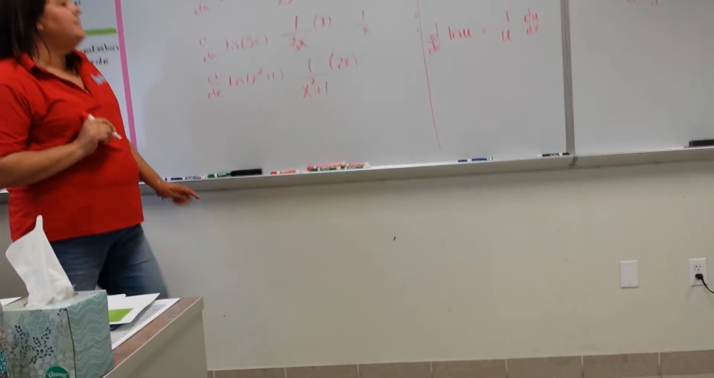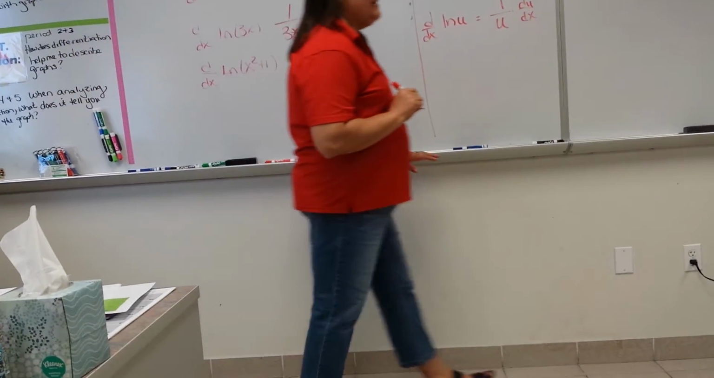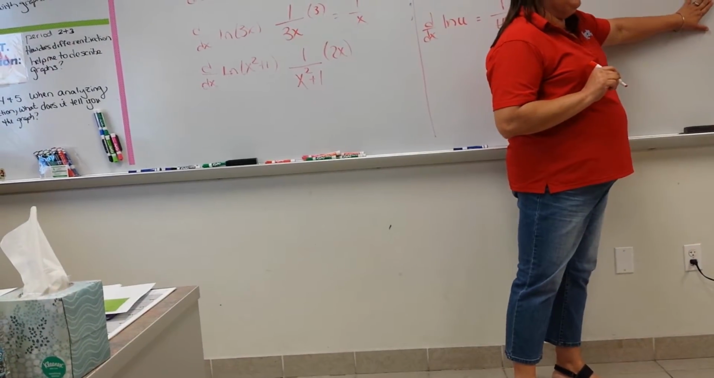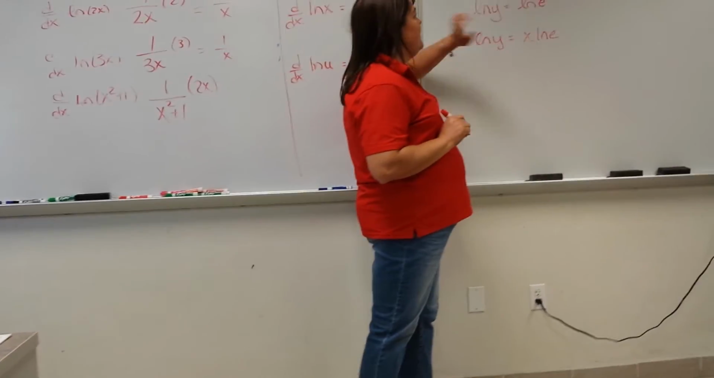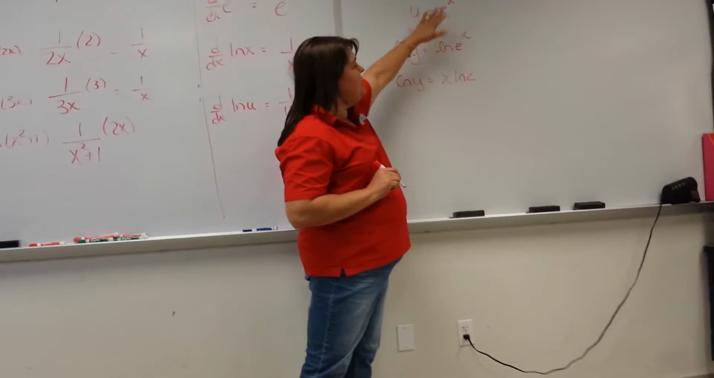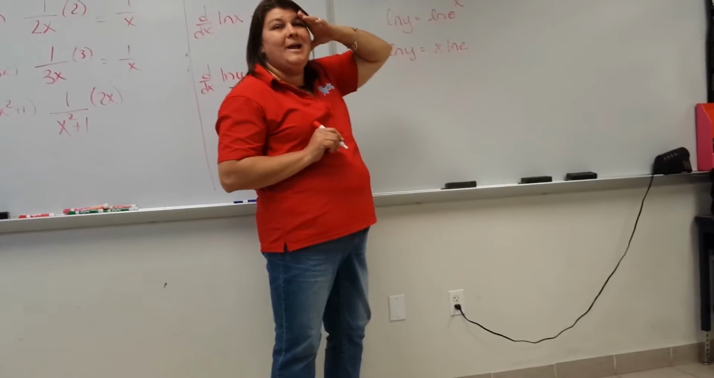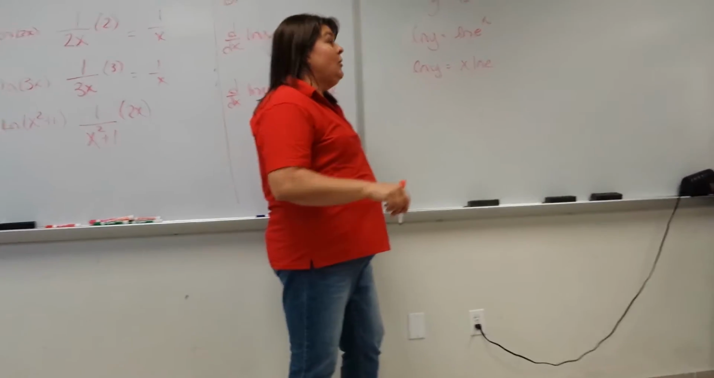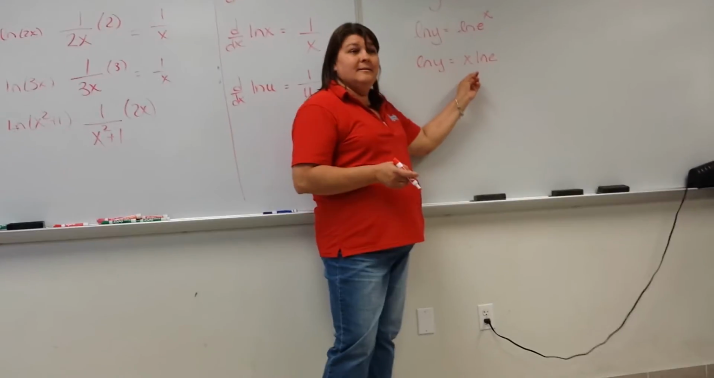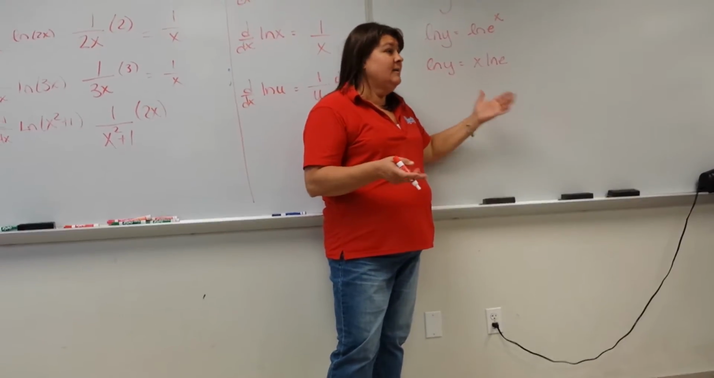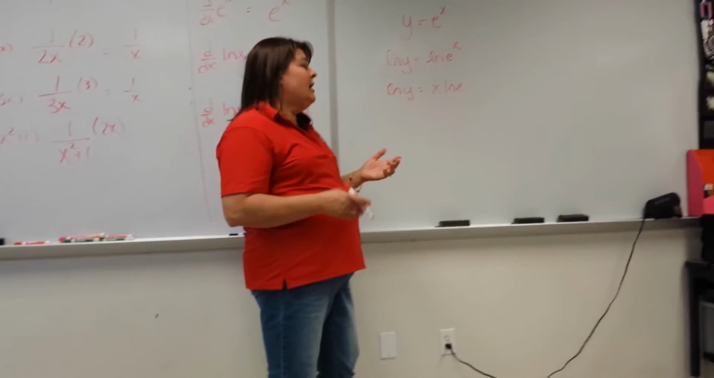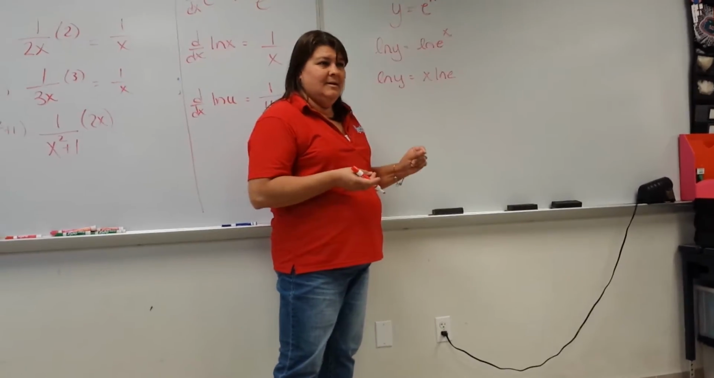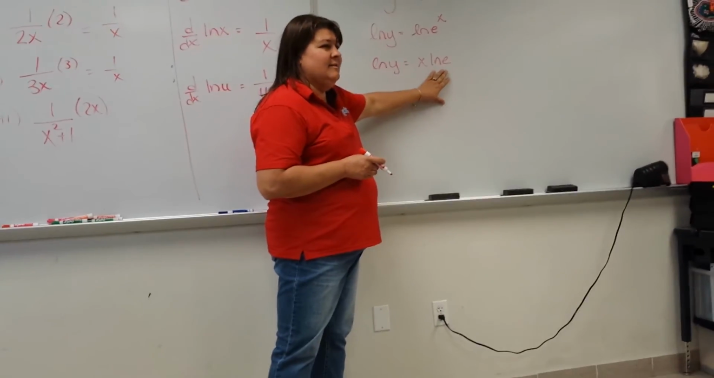Okay, now let's talk a little bit about what we did a second ago. We started here, we said y is equal to e to the x. I said, oh shoot, I can't take its derivative because it has an x as an exponent. You all told me to take the x and bring it to the front. So now I have the natural log on both sides, yes?